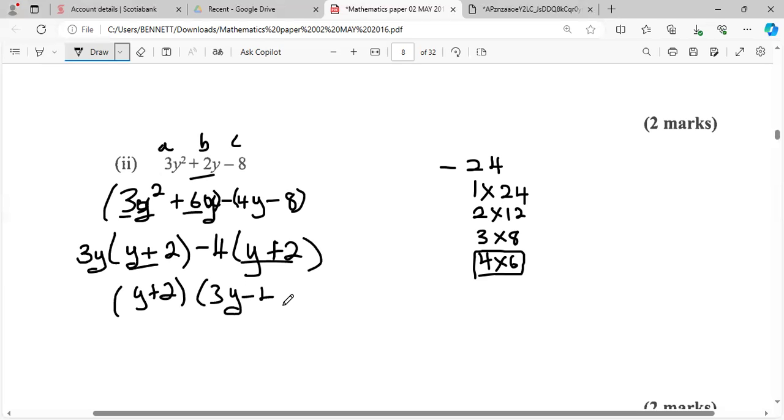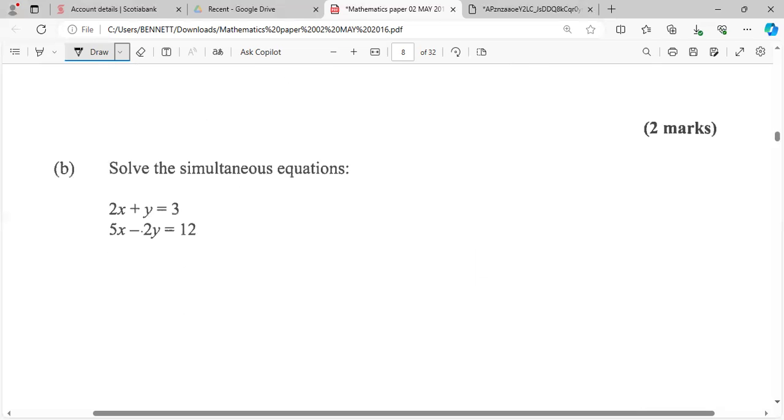And that would be our answer. Let's see if we can get 2 more marks, guys. Right now, this is a simultaneous equation and it says solve, alright? So I'm going to eliminate y. So I'm going to multiply by the coefficient of y, which is 2 and 1.